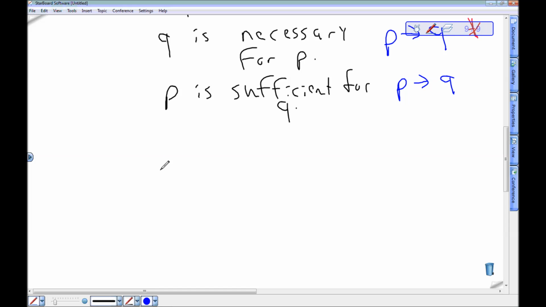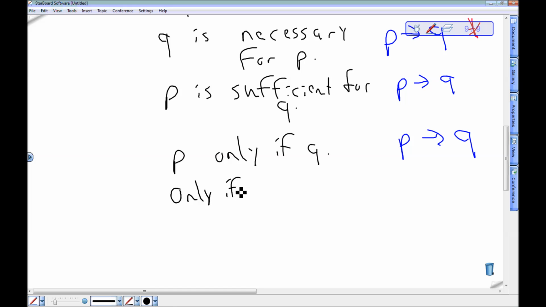P only if Q. Now you see that word if in there, but when it has only by it, this stays in the same order. Okay, P only if Q is the same as if P then Q. And one more. Only if Q, P. Okay, again, that only if comes right before my consequent, so this is also symbolized if P then Q.